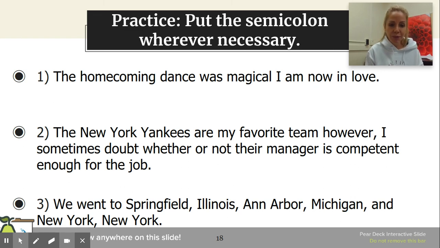And then last but not least, this is our listing rule, rule number 3. We went to Springfield, Illinois, semicolon, Ann Arbor, Michigan, semicolon, and New York, New York, okay? So using the semicolon in between each of the places, so Springfield, Illinois is one place, semicolon, Ann Arbor, Michigan is another, and then the semicolon before the and.